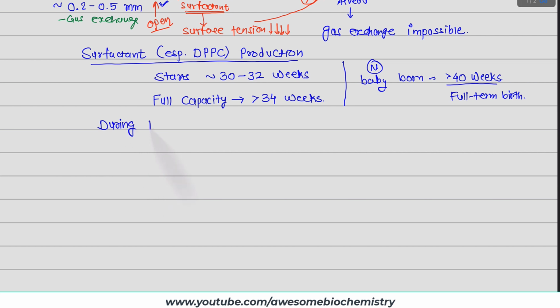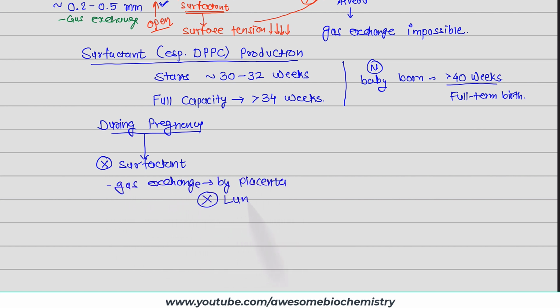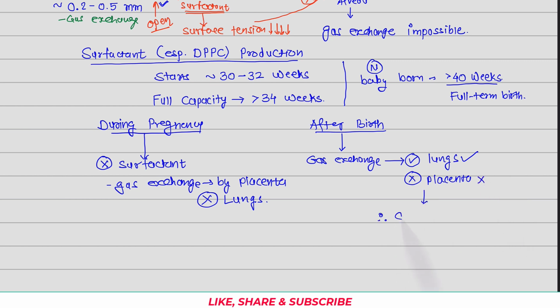During pregnancy, the fetus doesn't actually need surfactant because gas exchange happens through the placenta and not the lungs. But the moment the baby is born and takes that first breath, gas exchange immediately shifts from placenta to the lungs. And so surfactant becomes absolutely essential immediately after birth.